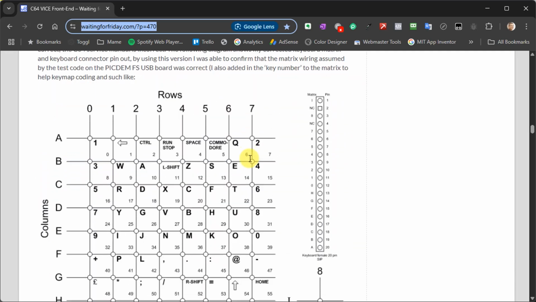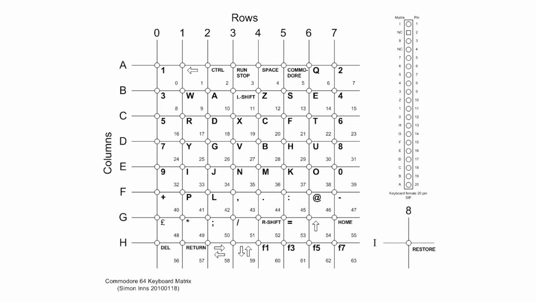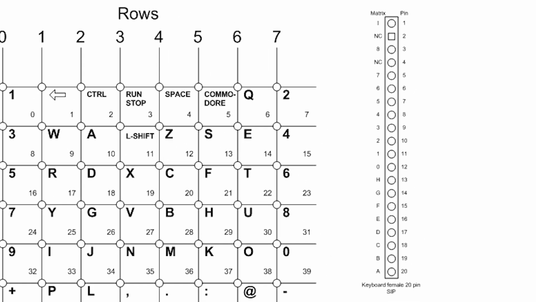Now, his key map is shown on the screen at the moment. As you can see, we basically have an 8x8 matrix with the restore key running from an almost separate row and column. On the diagram, you can also see the Commodore 64 keyboard connector pinout with its 20-pin header. You will, of course, need to work out which pin is number one.